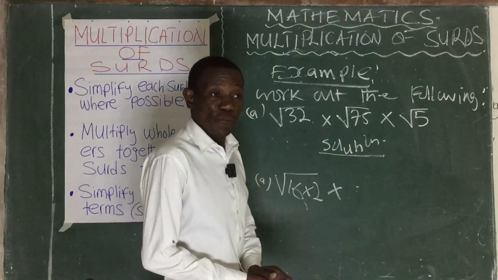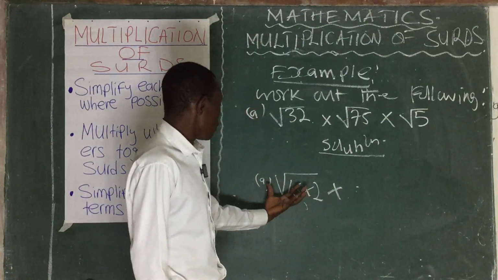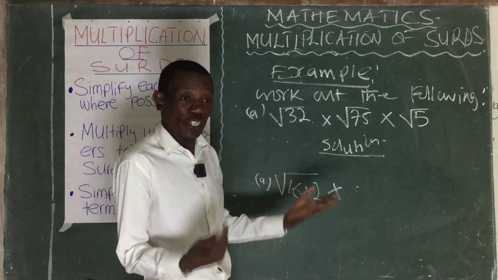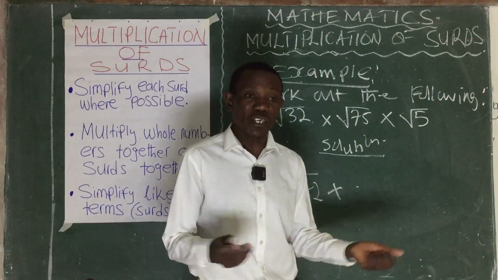We have root of 75. Can I do the same as I did with the root of 32? You find that yes, one can do that.